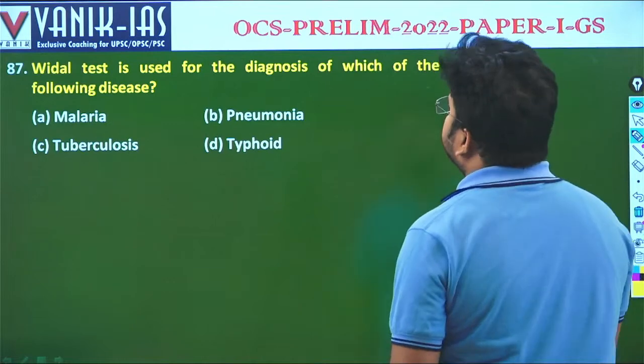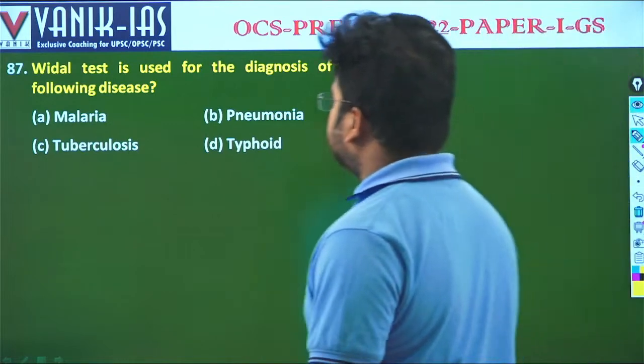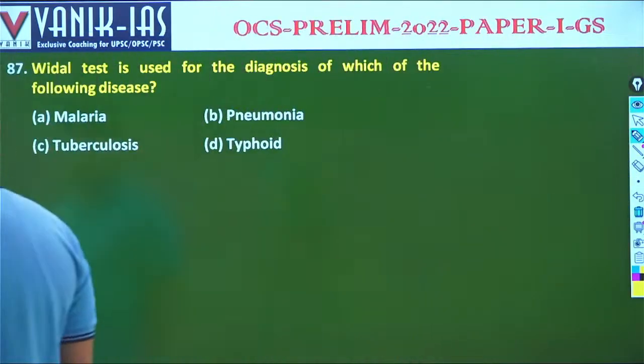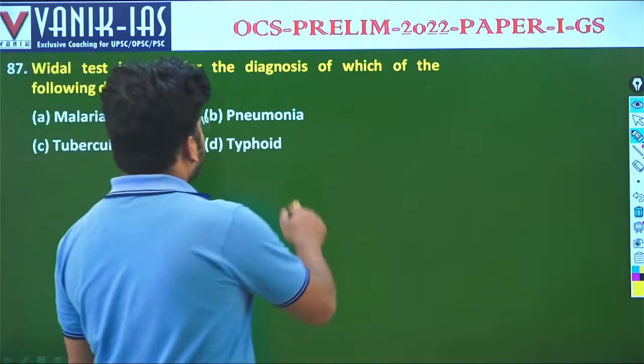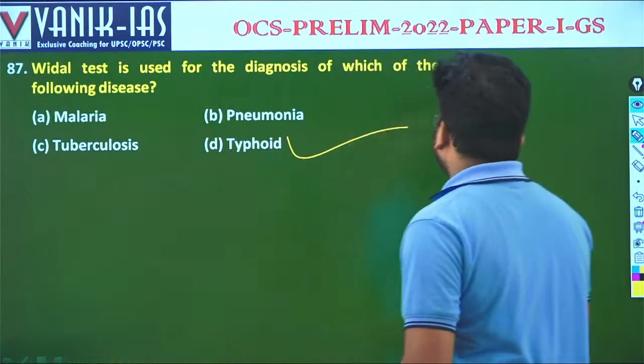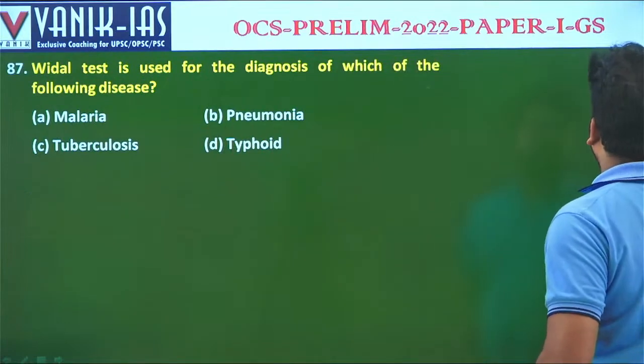Vidal test is used for diagnosis of which of the following diseases? Malaria, tuberculosis, pneumonia or typhoid. Vidal test, it is typhoid, right? They have also asked about the ELISA test regarding AIDS, right?